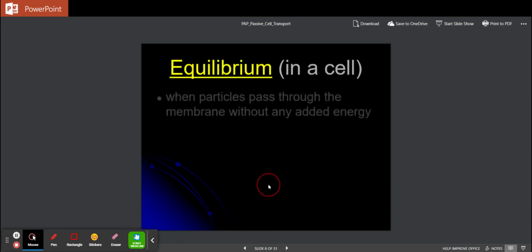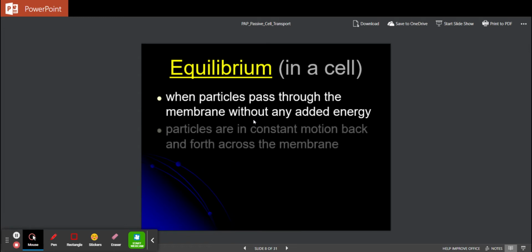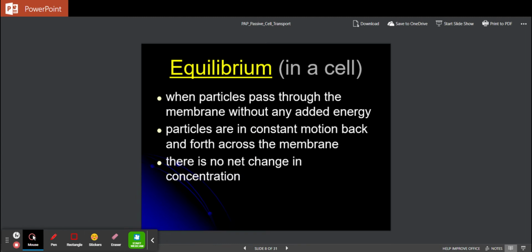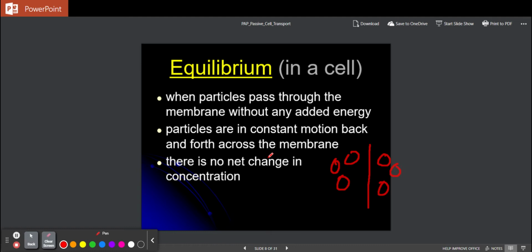Right, equilibrium in a cell. So the particles pass through the membrane without any added energy in order to reach equilibrium. Equilibrium is basically whenever there's, let's say, three things here and three things here. This would be an equilibrium state. So basically, what would happen is these would constantly shift back and forth between each other, and there would be no net change in concentration on both sides.